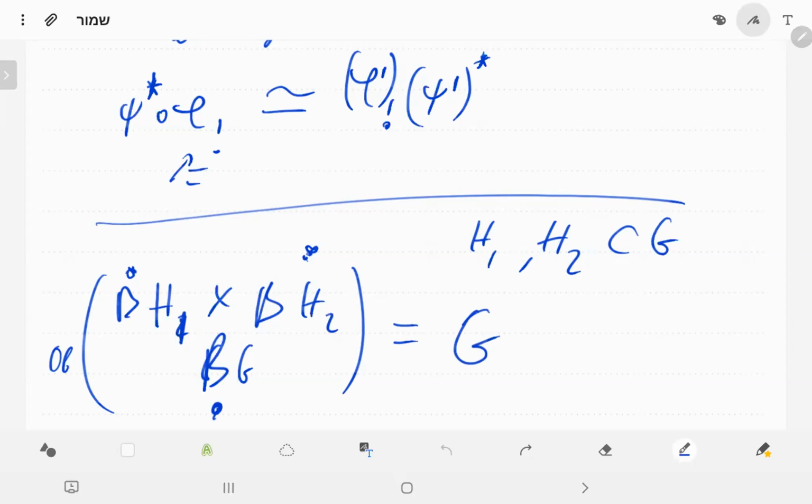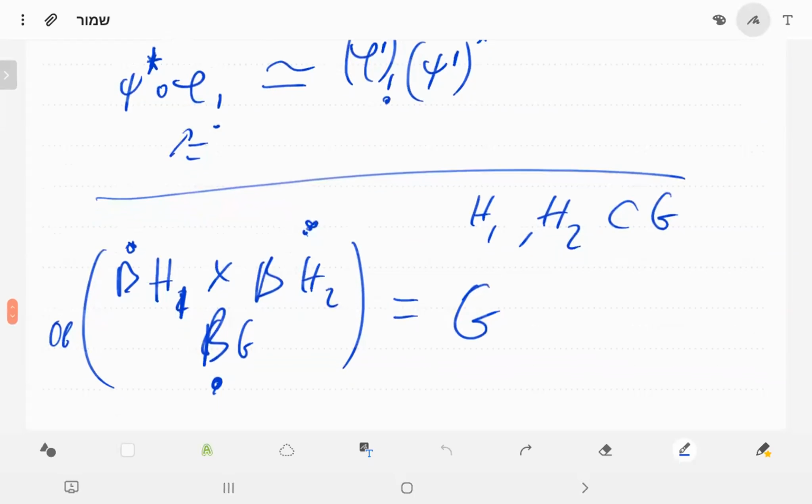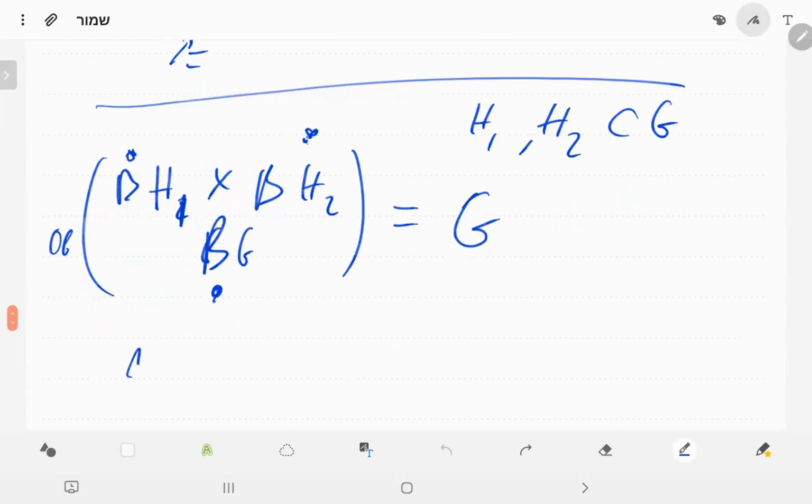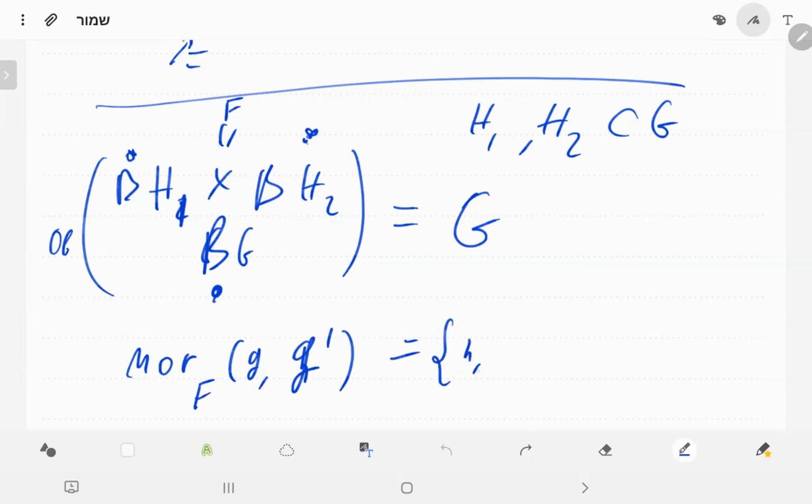And what are the morphisms? It's easy to see what the morphisms are between two elements. Let's call this category F. In F, the morphisms between two elements g and g' are the collection of all h1, h2 such that h1 g h2 inverse equals g'. Yes, it is rather easy to see that the morphisms between two objects here are exactly this.